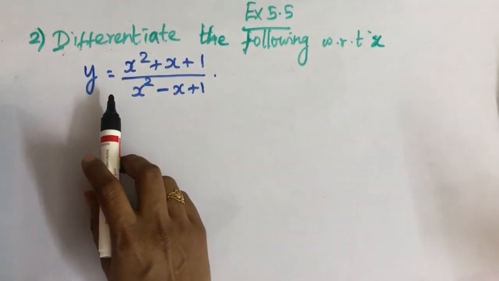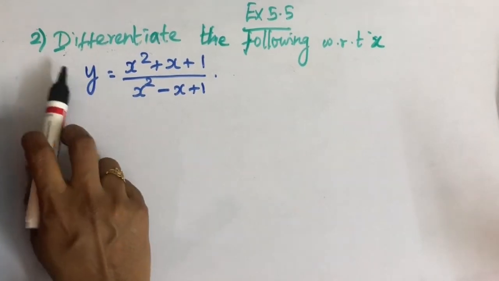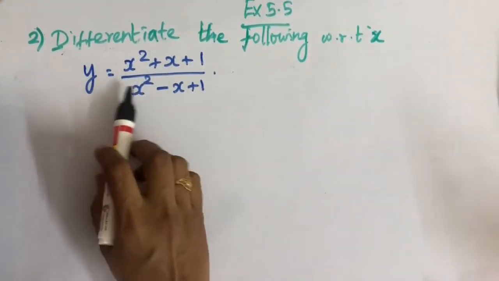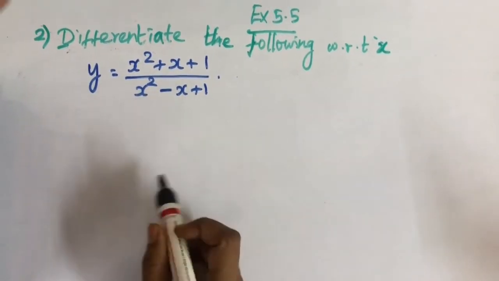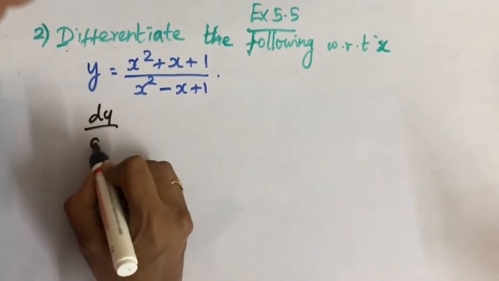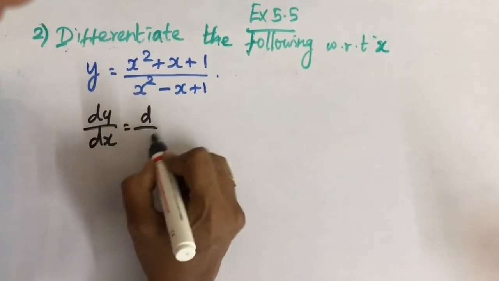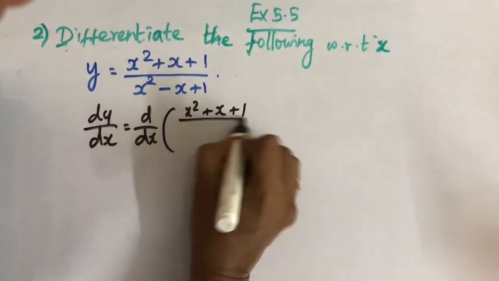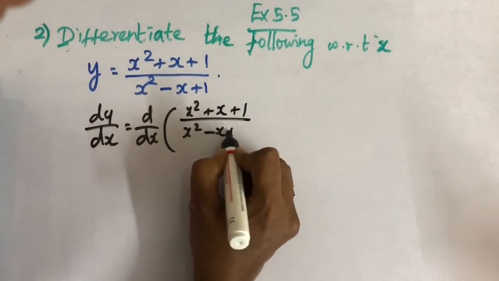Fourth one. Sorry ma, second one, second subdivision in second one. Y is equal to x square plus x plus 1 divided by x square minus x plus 1. We have to find dy by dx, that is d by dx of the function x square plus x plus 1 divided by x square minus x plus 1.